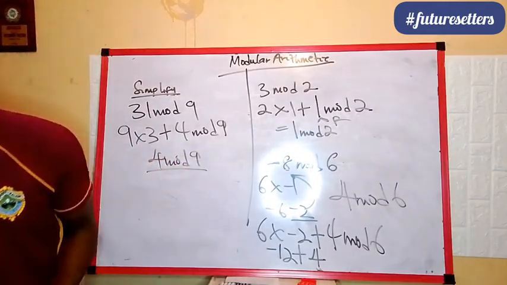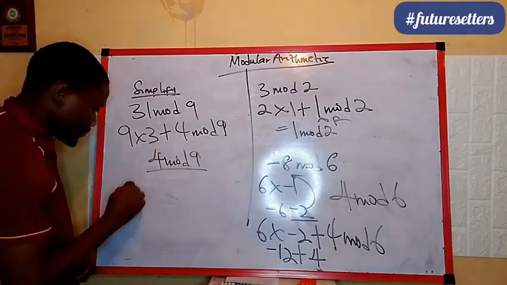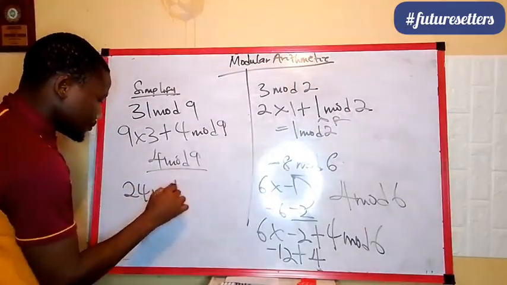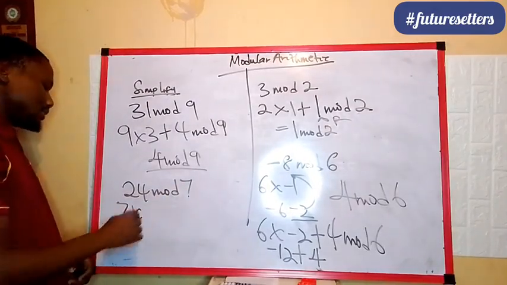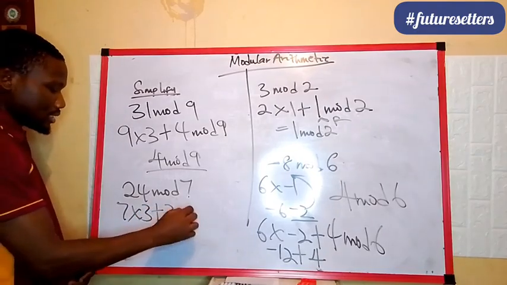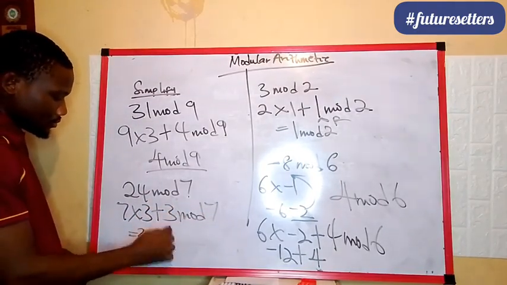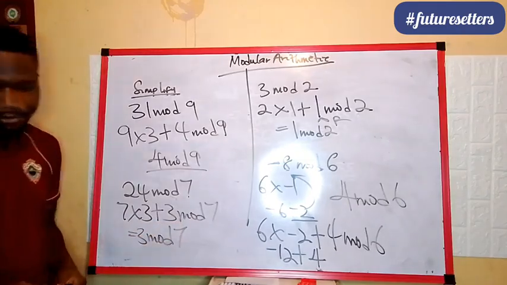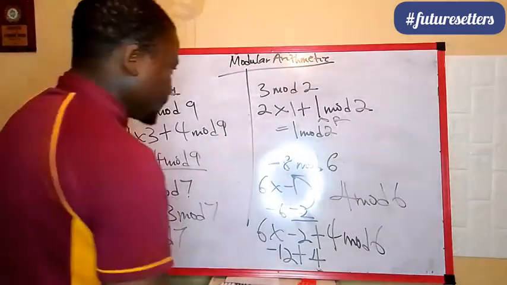We also have another example, 24 mod 7. All you have to do is focus on the 7 here. We have 7 times 3 is 21. 21 plus 3 mod 7, and our answer is going to be 3 mod 7.